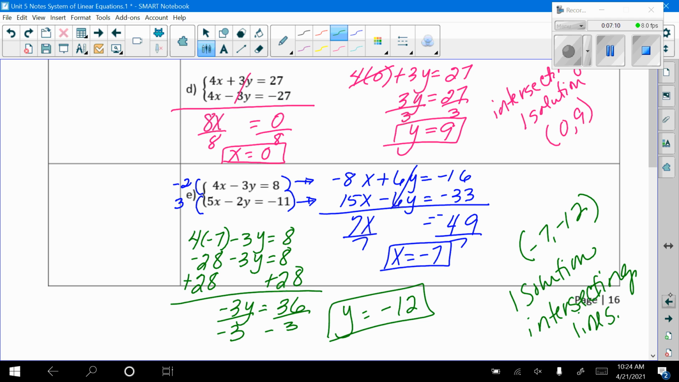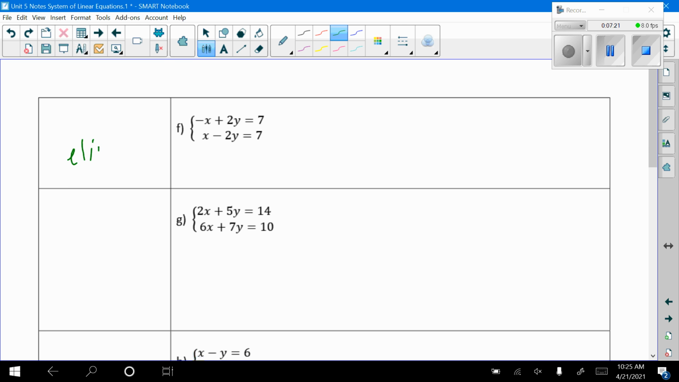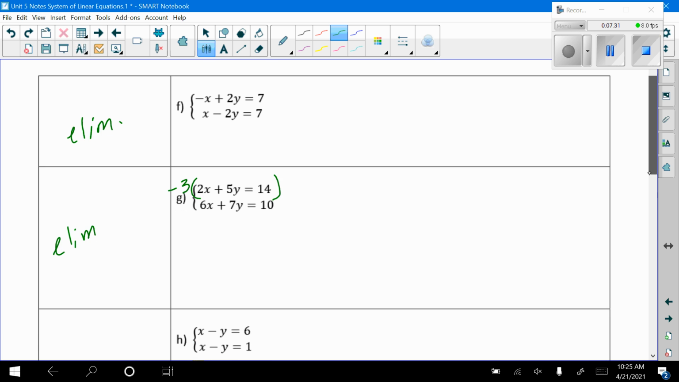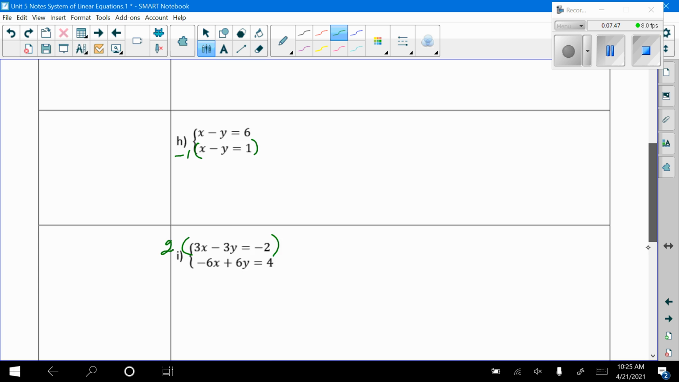And then go to the next page and try these on. All right, so F. So on F, these are set up for elimination. G is going to be eliminate, but you're going to have to do a little bit of work multiplying the top one, I would say, by like a -3. H, you're going to have to subtract, so I'd multiply the bottom one by -1. And I, they're set up for elimination as well, but I'm going to multiply the top one by 2, so things will cancel. And that's it.